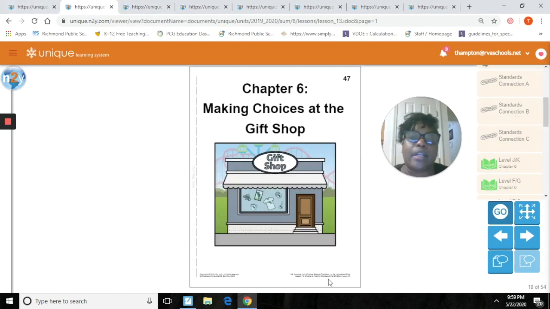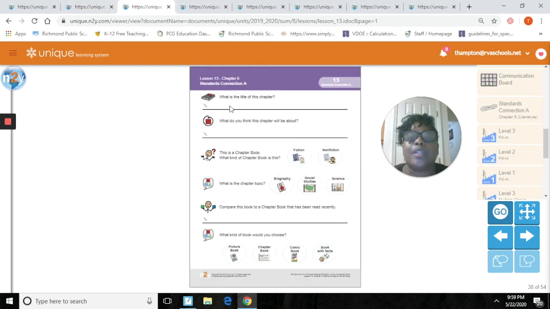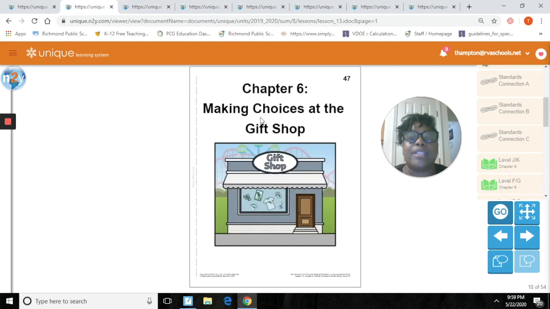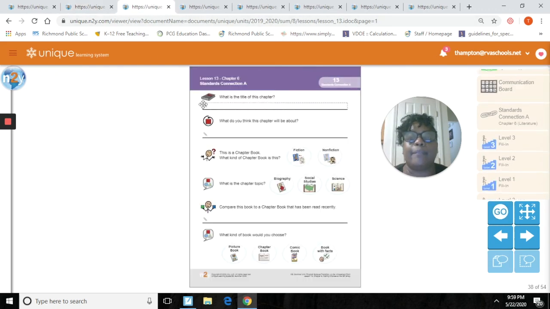Let's just take a look at our book cover here. We know the title of our story is called Making Choices at the Gift Shop. It says, what is the title of this chapter? So what is the title of this chapter? Did you say Making Choices at the Gift Shop? Because if you did, you were correct.